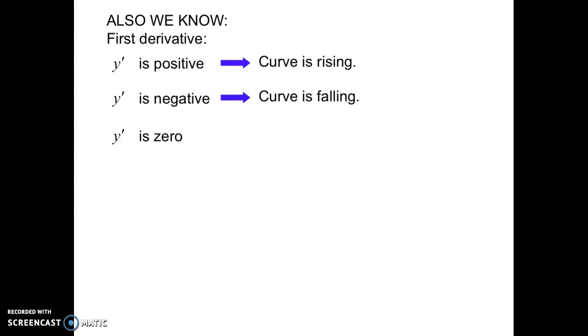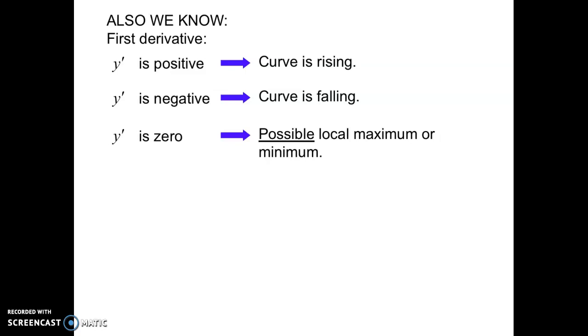So we also know if the first derivative is positive, the curve is rising. When the first derivative is negative, the curve is falling. When the first derivative is 0, we have possible extrema. We have critical points, which we did in the last section. We talked about critical points. That's when the first derivative is equal to 0. These are possible local maximums or minimums.